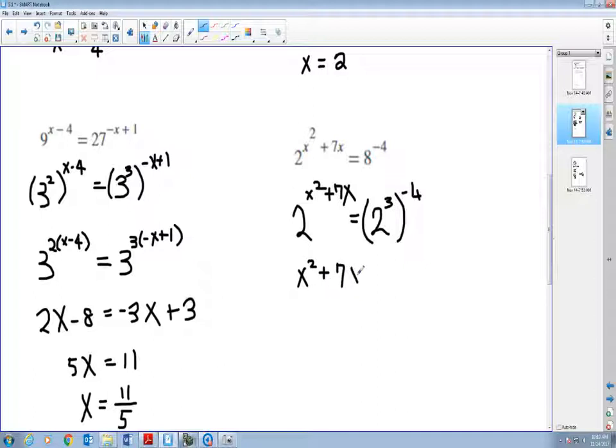So here I'm going to go ahead and write this as 2 to the negative 12. So I will set it equal to negative 12. Alright, this is a quadratic equation. So I'm going to move my negative 12 over. So that'll be x squared plus 7x plus 12 equal to 0.